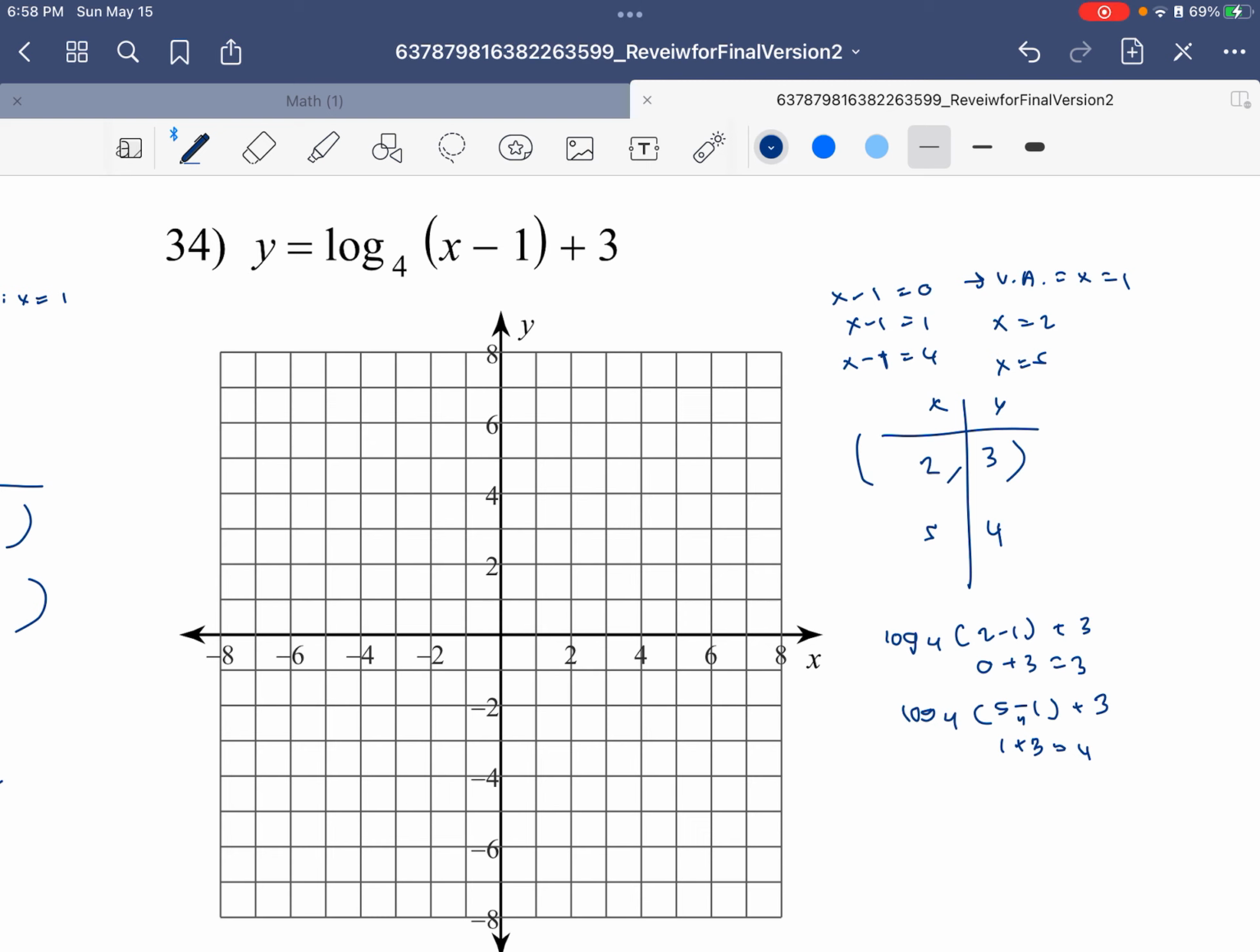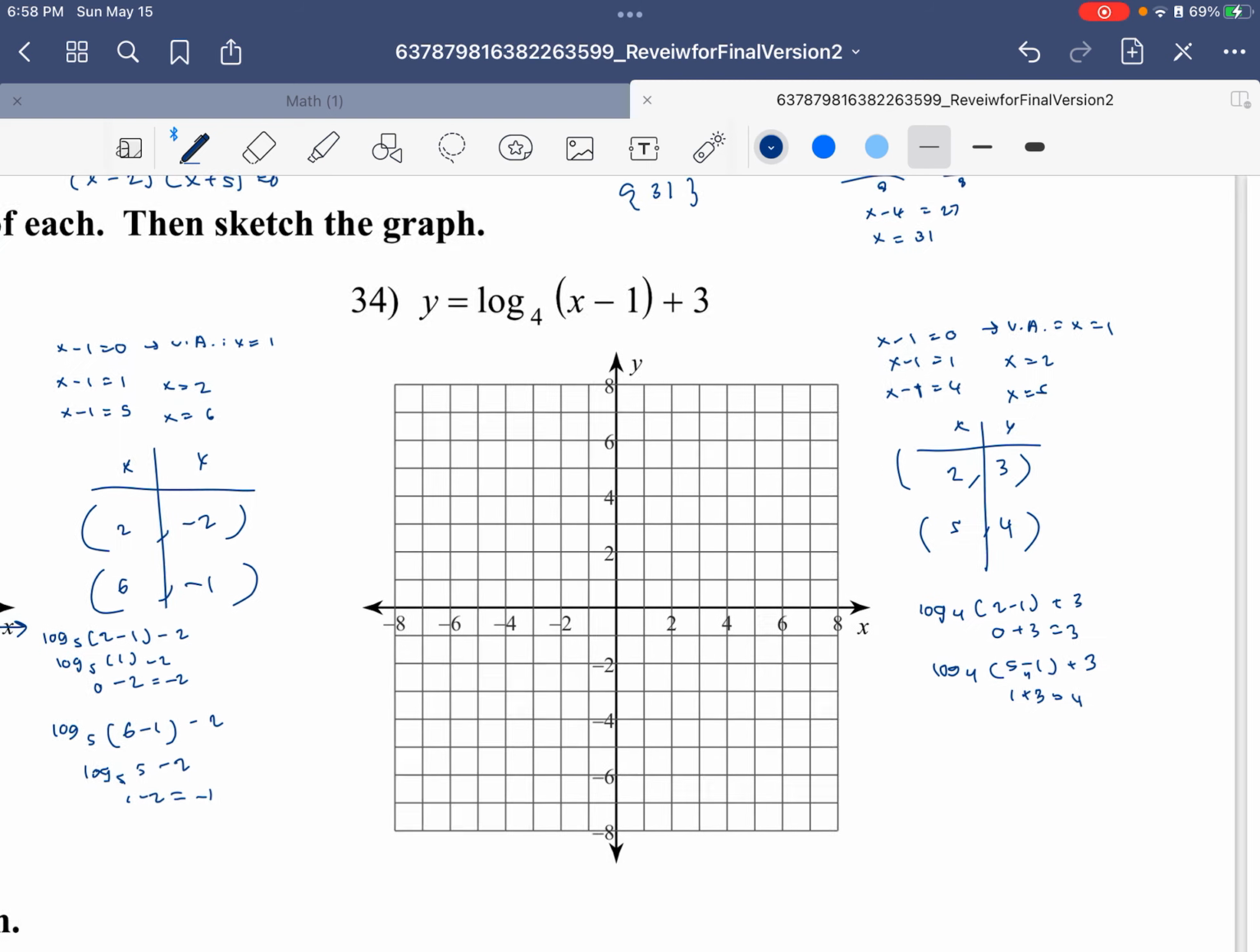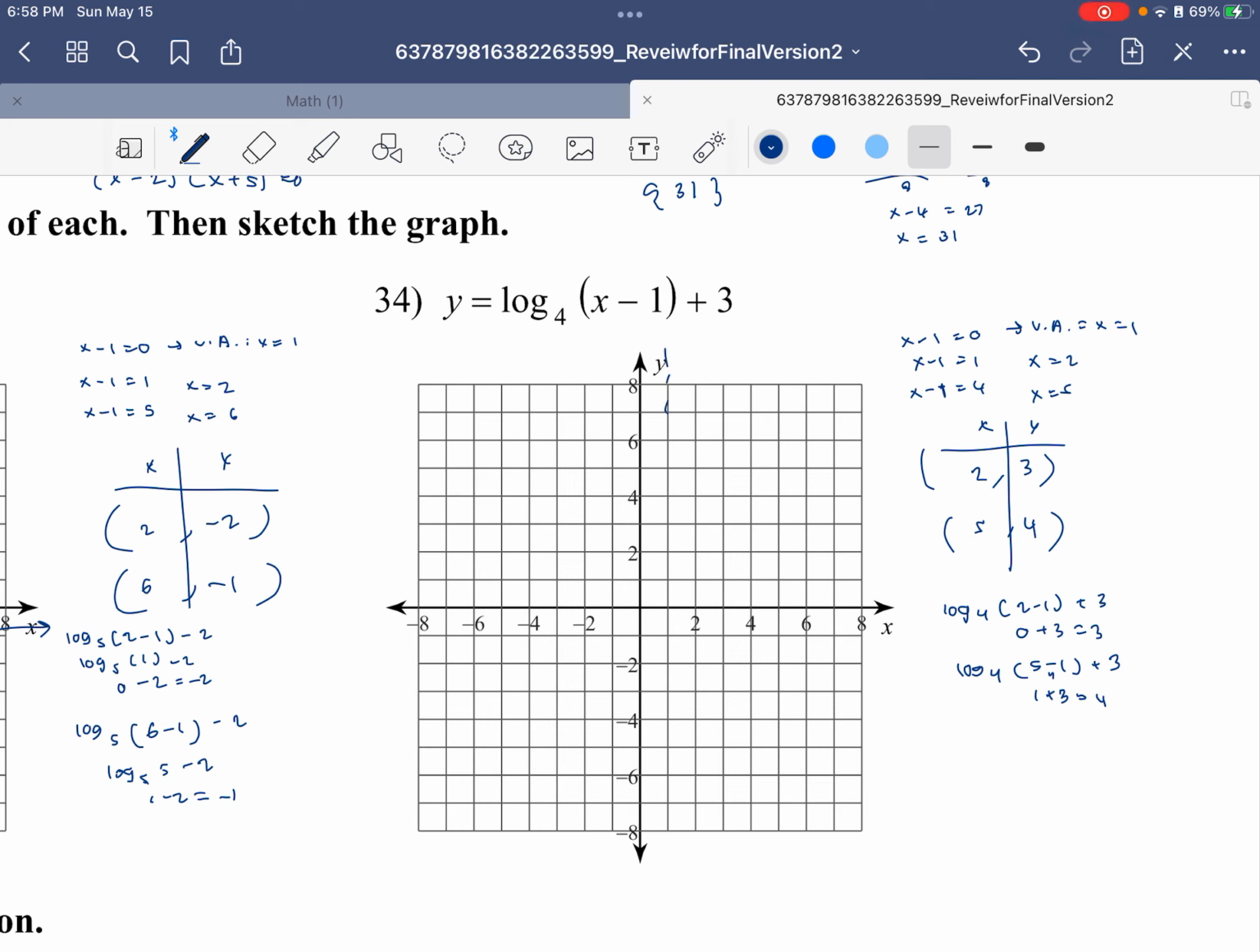So now we have our coordinates that we can plot. Our vertical asymptote, which we got earlier, is 1. And then we have (2, 3) and then (5, 4). Same thing, you want to follow it just like that. That's how you do that.